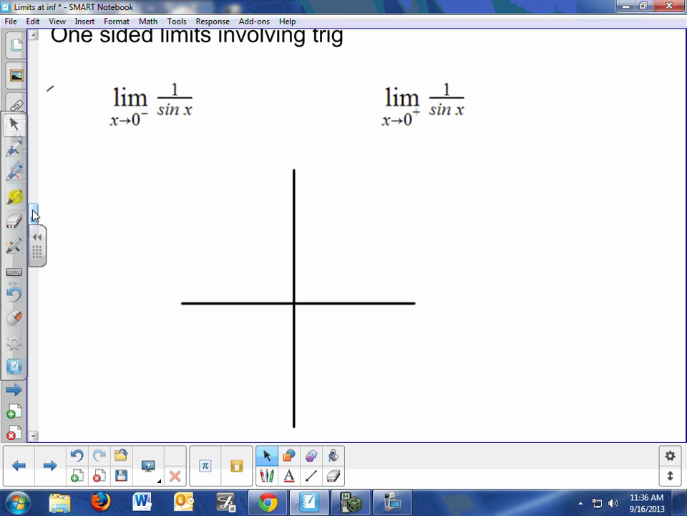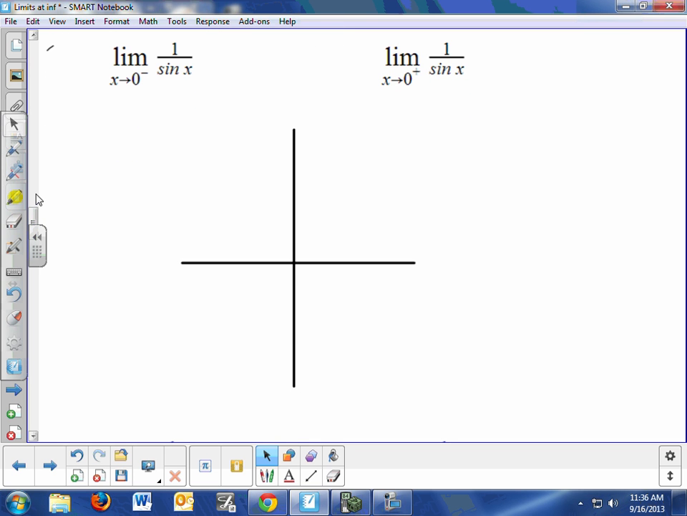All right. These one-sided limits involve trig sometimes. Go ahead and write a little bit of a unit circle, coordinate plane, and label your extremes.